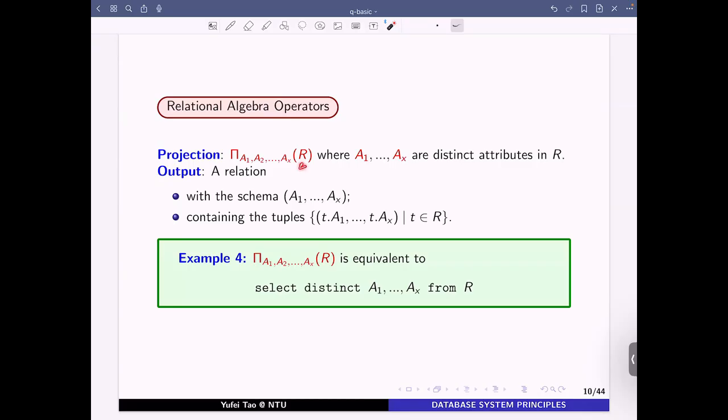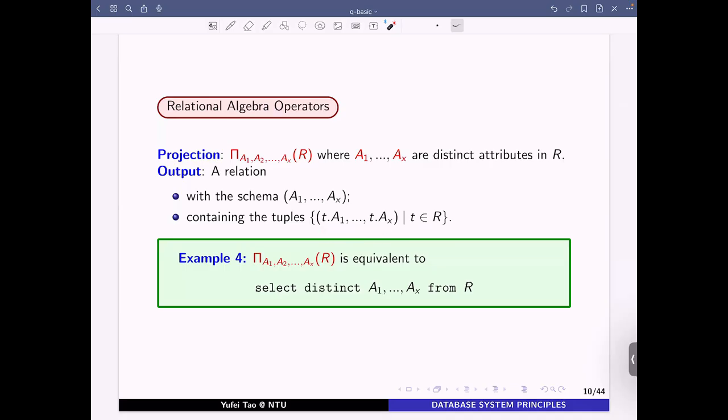All right, so this is projection. You have a relation R, and you have some attributes that are inside the relation R. The output of this operator is a relation with the schema containing just the attributes you specified. And when you want to define the tuples inside this relation, conceptually you go through every single tuple in the relation, and you basically trim the tuple by keeping only the attributes that you want.